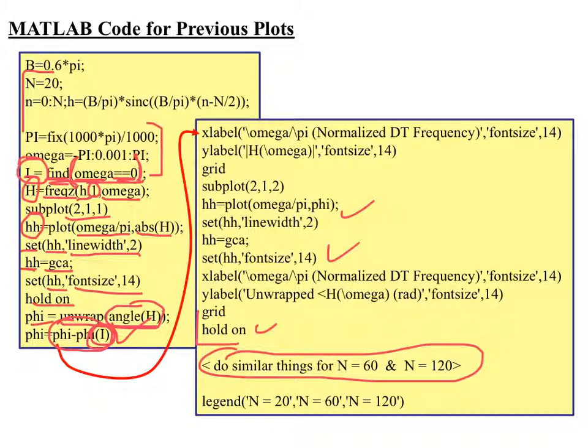Now I don't need to have hold on run again, but it wouldn't hurt to leave that in there. So I would do that for n equal to 60. I would do that for n equal to 120, each time with a different color for my line. And then at the end I use a command called legend, and that will put a nice little legend on my plot that I can later move around if I want to, that will tell what the different lines are.